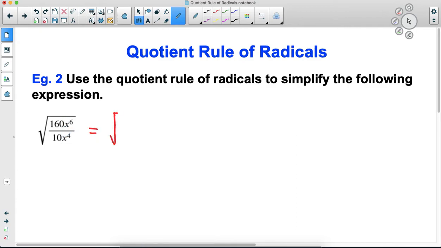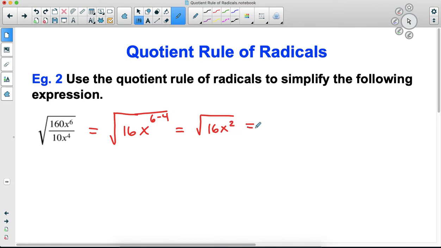In this case, we're going to have the radical of 160 divided by 10 happens to be 16. And since we have the quotient x to the 6th divided by x to the 4th, we're going to keep the same base, which is x, and we're going to subtract the exponents. So in this case, we have the power will be 6 minus 4. Keep in mind all of that under the radical. So in this case, we're going to have the square root of 16 times x to the second power, or x squared, since we have 6 minus 4, which is 2.